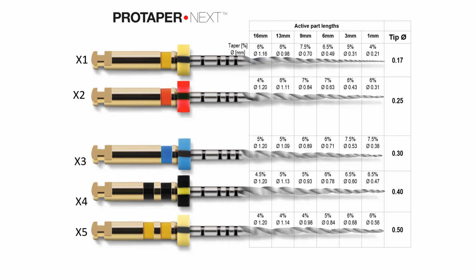And this is some sample of the rotary instruments. The ProTaper Next, you can see that the orifice width is 1.2. I really emphasize decreasing this.